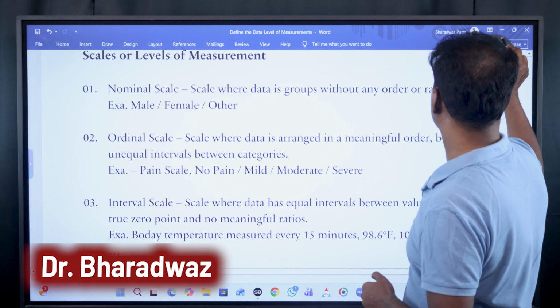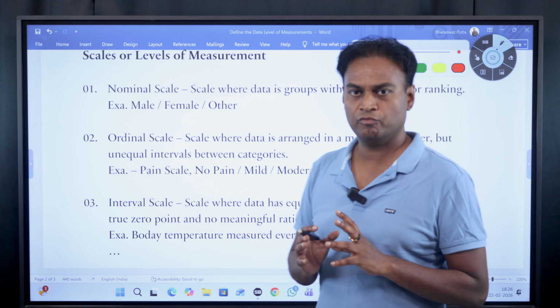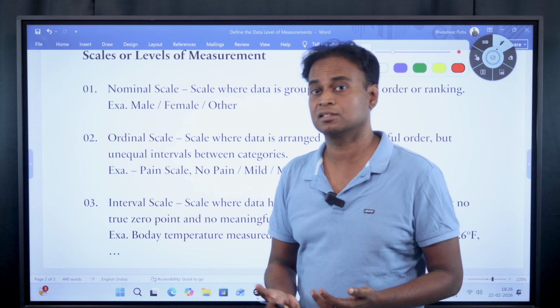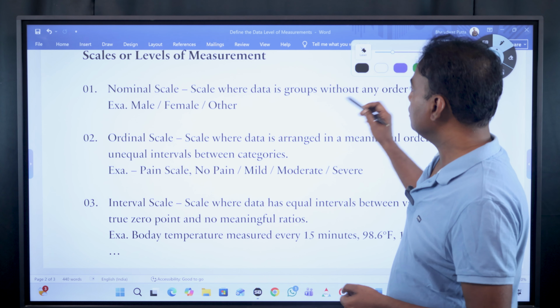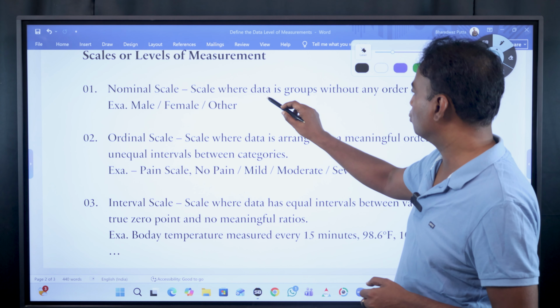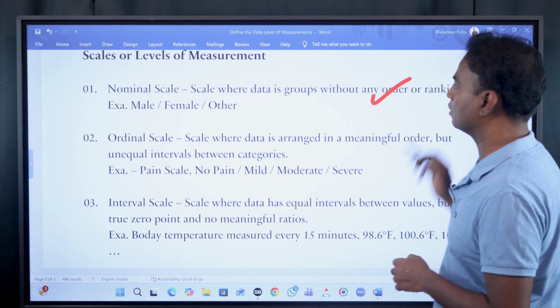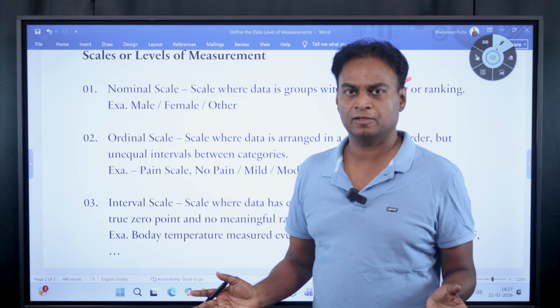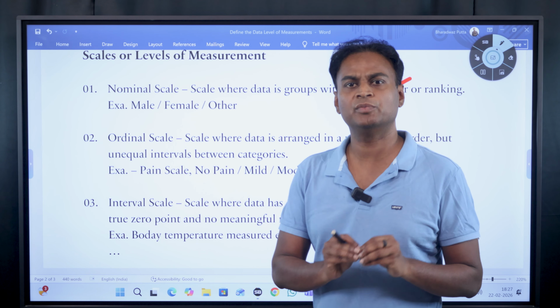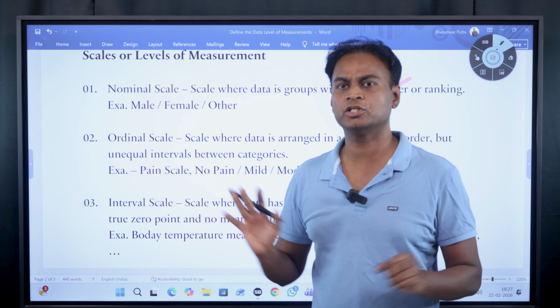What is nominal scale? What characteristics does nominal scale have? In nominal scale, the data can be grouped without any order. I have given a set of data. That data can only be grouped but cannot be arranged in an order.